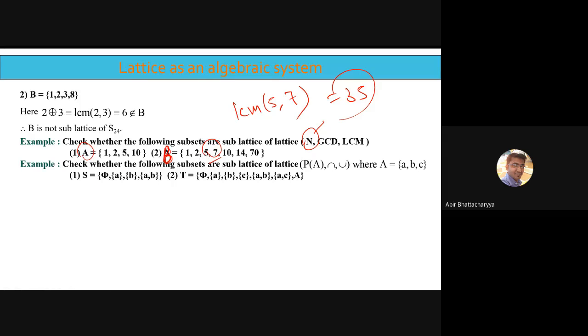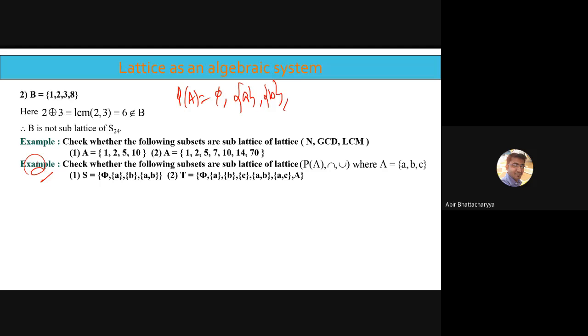Next question. Check whether the following subsets are sublattices of PA under union and intersection. For your information, A is given as {a, b, c}, and PA is equal to phi, the singletons {a}, {b}, {c}, {a,b}, {b,c}, {a,c} and {a,b,c}. All right, this is your PA.